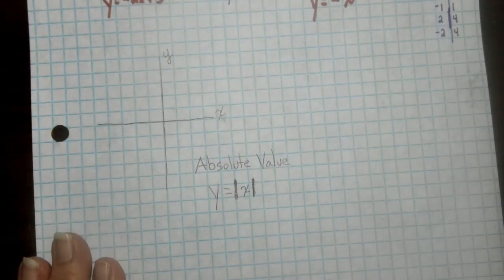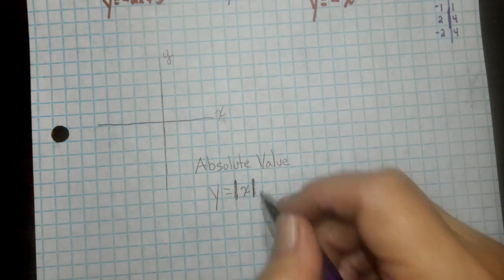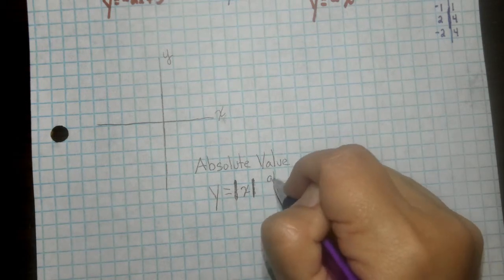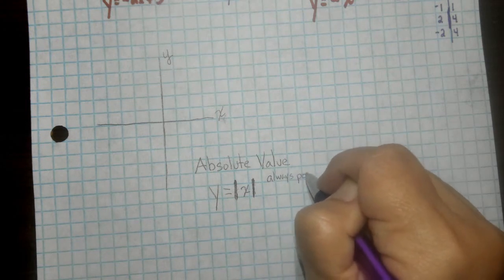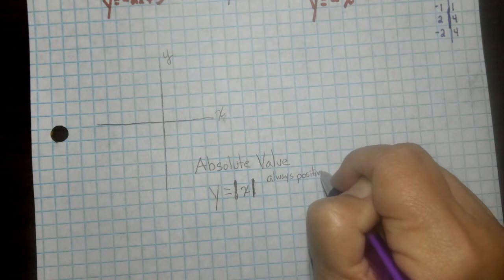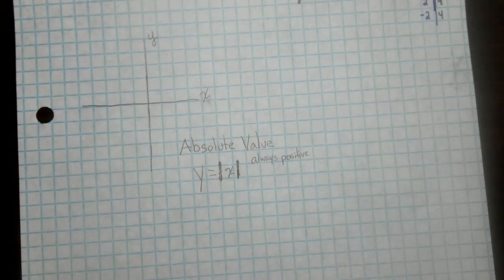And the absolute value means how far away are you from the 0? So the absolute value is always positive when you just do the absolute value, because you are measuring a distance.